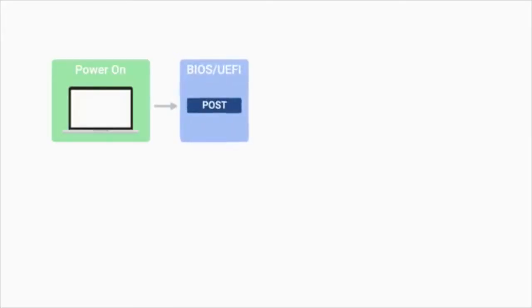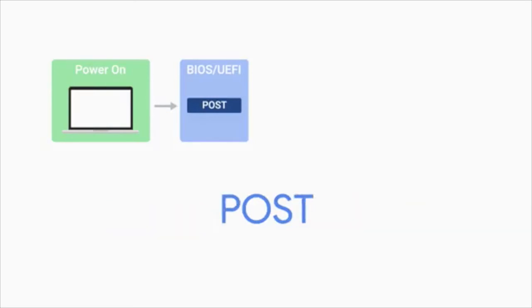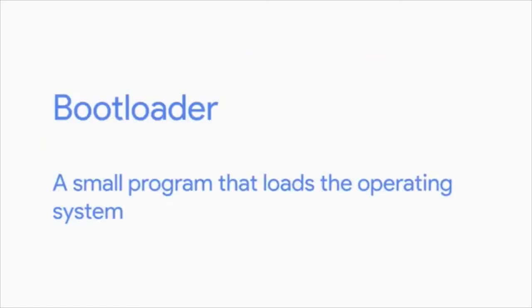So next, the BIOS UEFI runs a process called the Power On Self-Test, or POST. The POST performs a series of diagnostic tests to make sure that the computer is in proper working order. Next, depending on the BIOS UEFI configuration, a boot device will be selected. Devices that are attached to our system, like hard drives, USB drives, CD drives, etc., are configured in a certain boot order. The devices will be checked in this order, and the computer will search for what's known as a bootloader. The bootloader is a small program that loads the operating system.